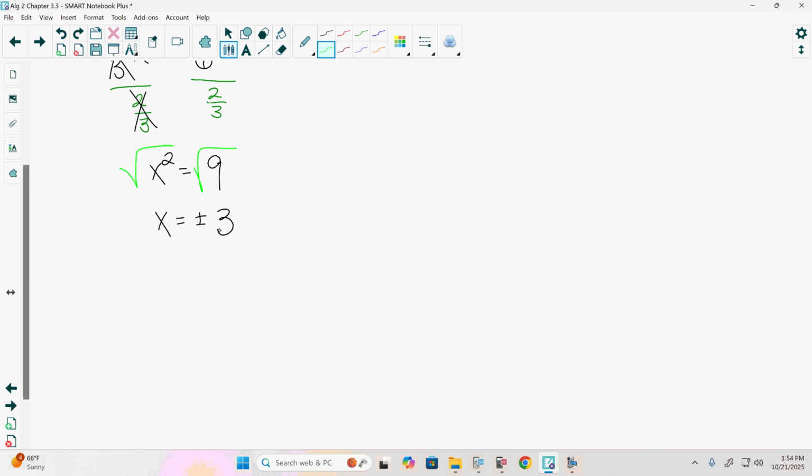Is the variable by itself? Yes. So we're done. We're not having to solve because the variable has already been solved for. Questions on this here? Questions on anything we've done so far?